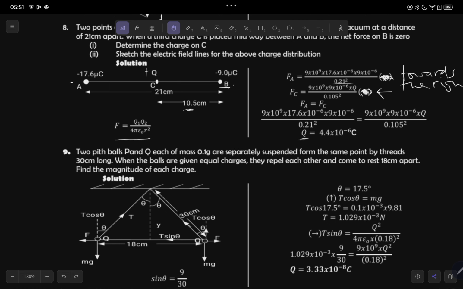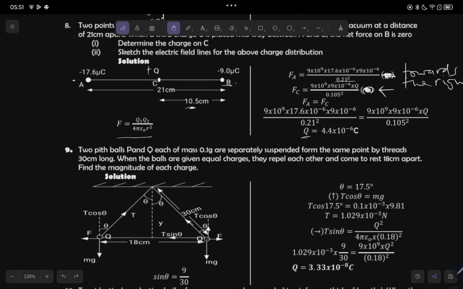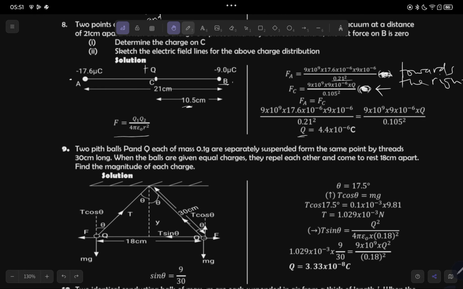Two pith balls P and Q, each of mass 0.1 grams, are separately suspended from the same point by threads that are 30 centimeters long. When the balls are given equal charges, they repel each other and come to rest 18 centimeters apart. Find the magnitude of each charge.